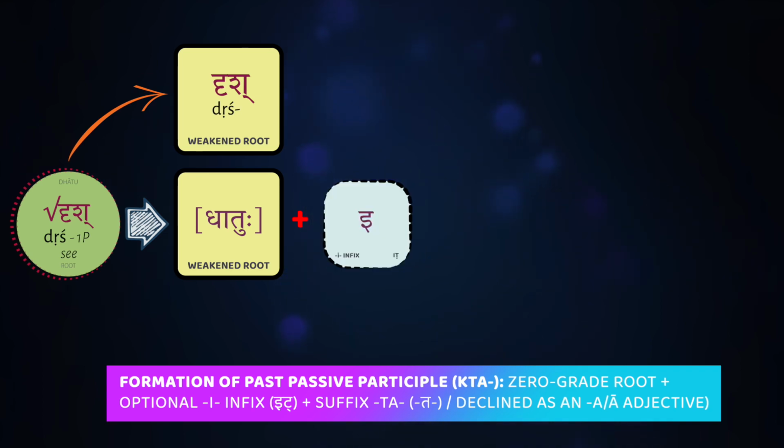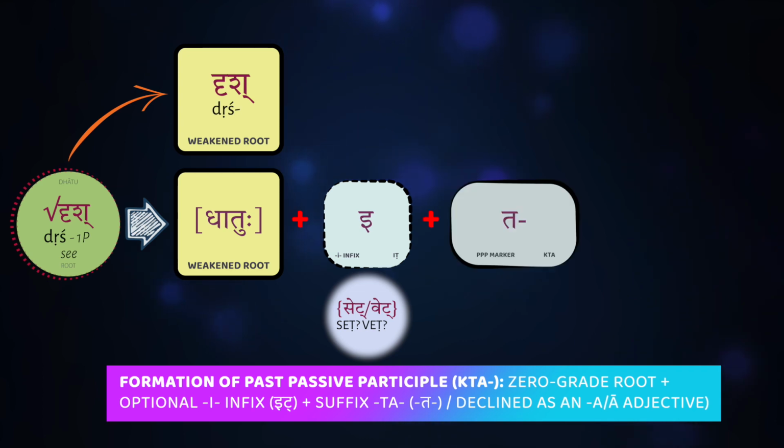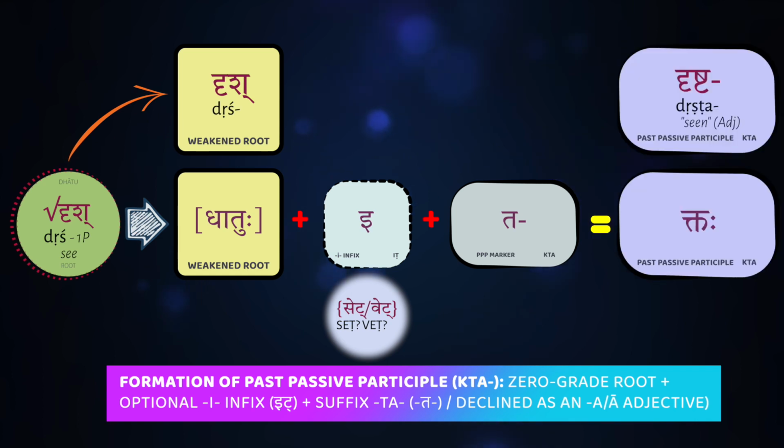Anyway, you take the zero grade weakened root and then you add an optional infix known as your it. Again, whether a root takes the it or not depends on if it's a set root, vet root, or anit root, and mostly you have to learn these as you go. After your optional infix, your it, then you add the suffix ta. This is your characteristic marker of the PPP, and then you're done, actually. What you've got is an adjective that ends in the letter a.